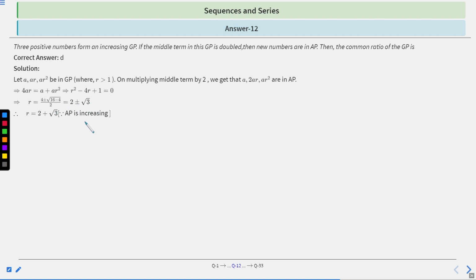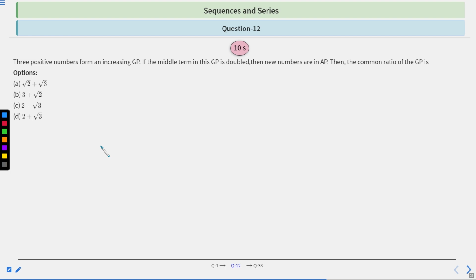Since it is an increasing GP, so R is 2 plus root 3. Since this is an increasing GP, so R is 2 plus root 3. So option D is the right choice.